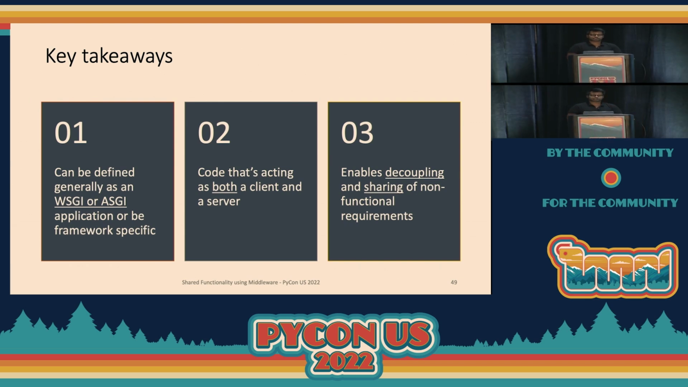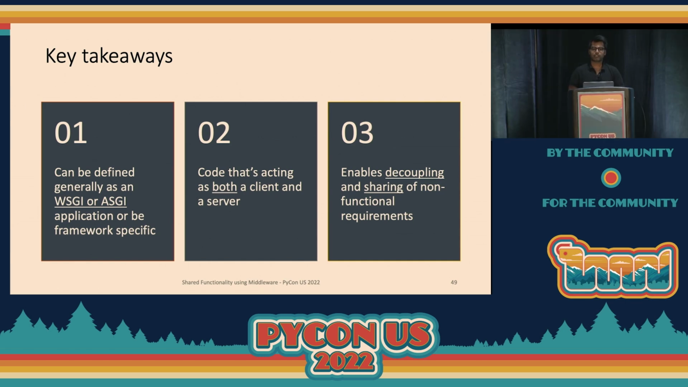So key takeaways. Middleware can be defined generally as a WSGI or ASGI application, or be framework specific. Middleware is code that's acting as both a client and a server: a client for your other middleware or for your views, and a server for other middleware or for your original client. Middleware enables decoupling and sharing of non-functional requirements. It also helps us in migration between application frameworks as well as between WSGI and ASGI.